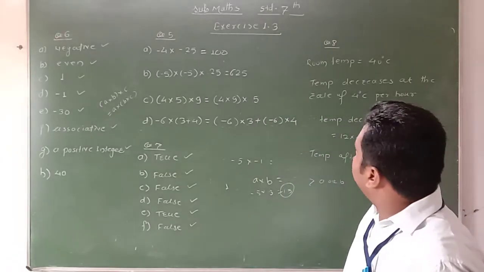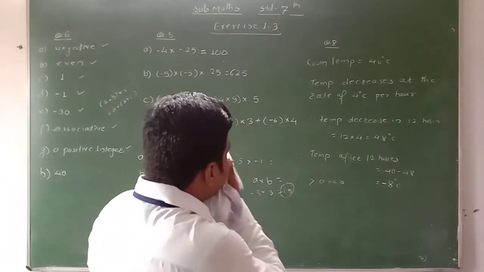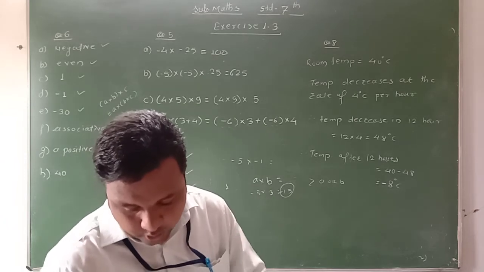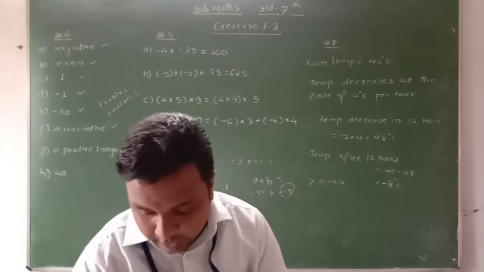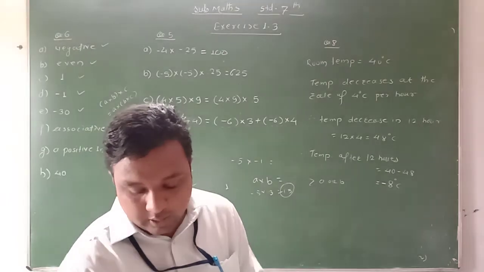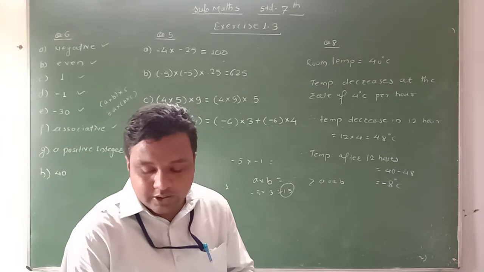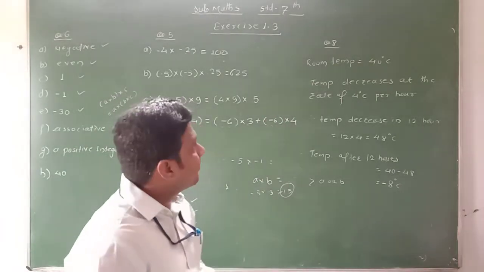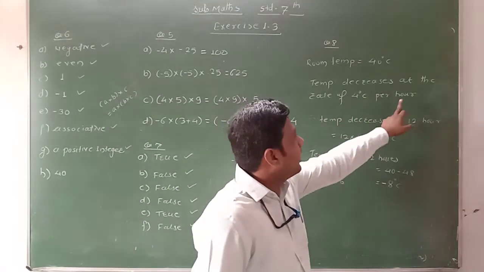Now see the next example, the 8th example. A word problem is given. What is the question? A certain freezing process requires that the room temperature be lowered from 40 degrees Celsius at the rate of 4 degrees Celsius per hour. What will be the room temperature after 12 hours of the process beginning? The room temperature is 40 degrees Celsius, and the temperature decreases at the rate of 4 degrees Celsius per hour.